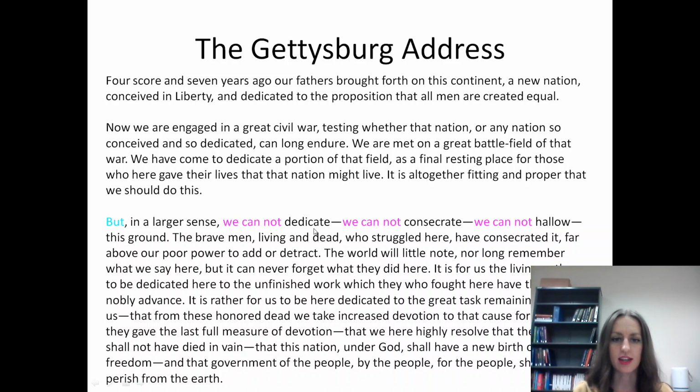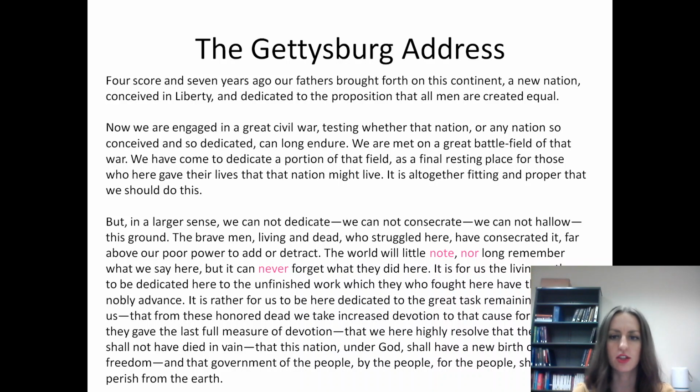All right, next let's talk about right here. We cannot dedicate, we cannot consecrate, we cannot hallow this ground. All right, that is repetition, right? And it is repetition that's building emphasis of a negative. We cannot, we cannot, we cannot, right? Sort of, so build some emphasis there.